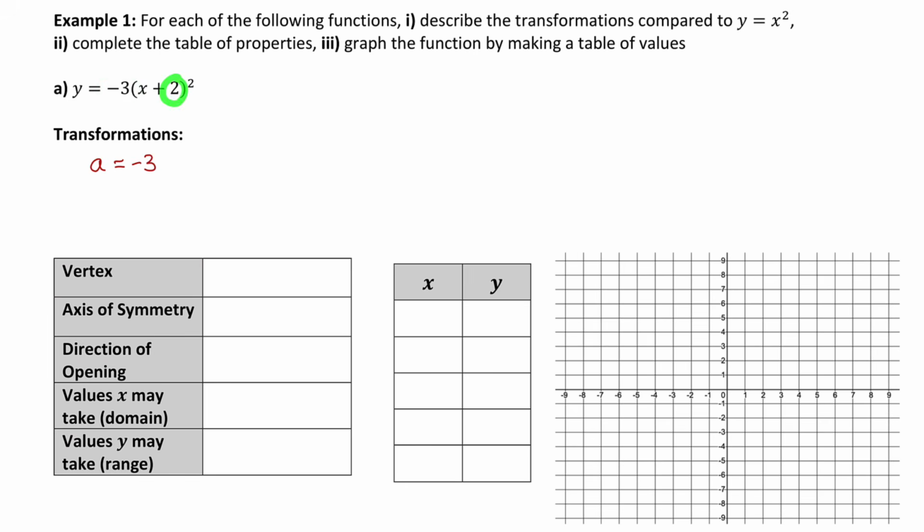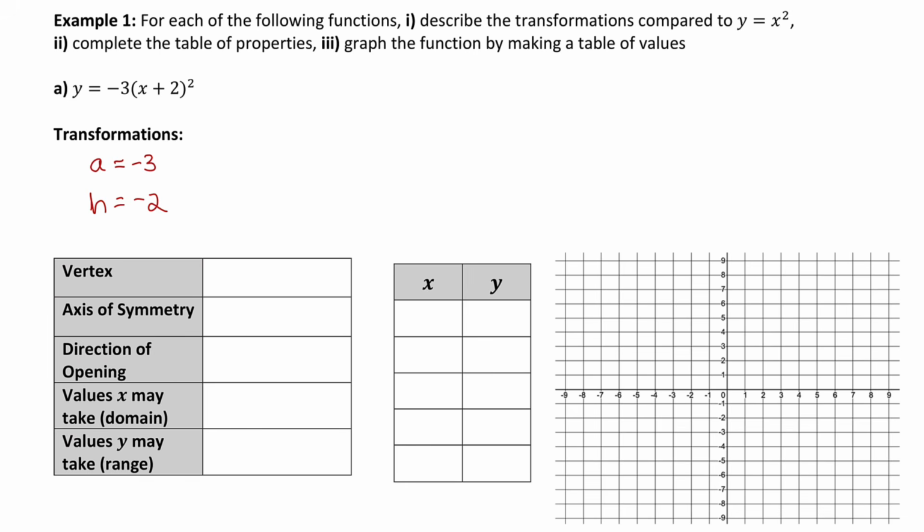And this parameter here is inside the base of the power, so that's the h value. Now, the h is always what we're subtracting from x. So since it says x plus 2, I know that means that we must be subtracting a negative 2 from the x to make it appear as x plus 2. So the h is actually negative 2.